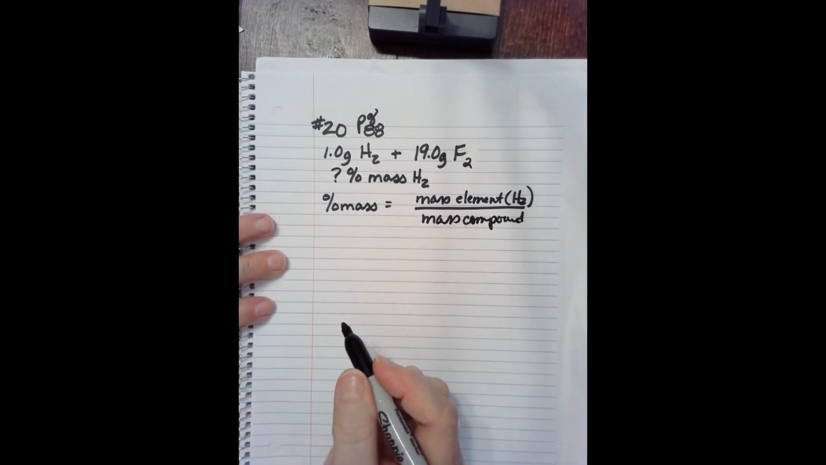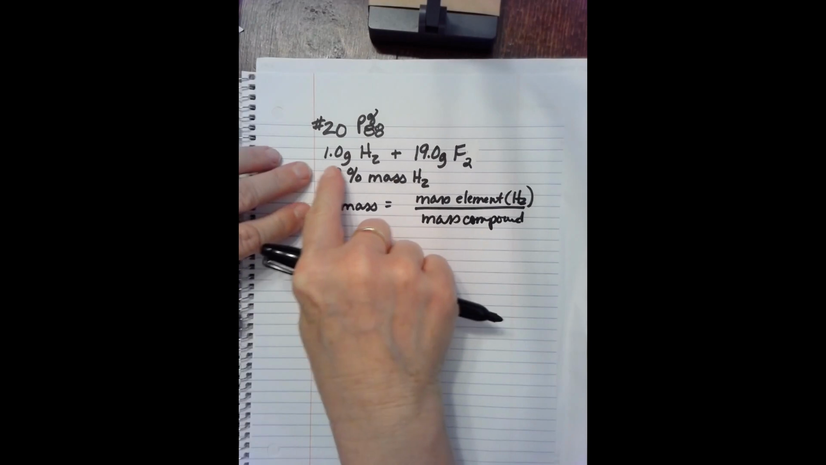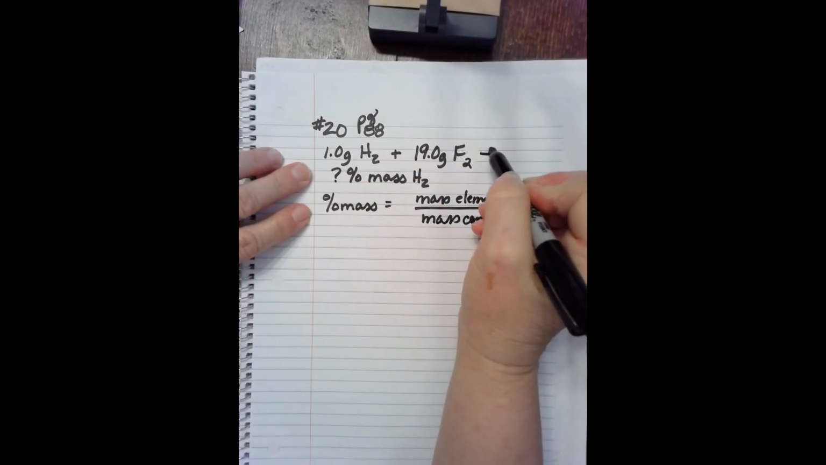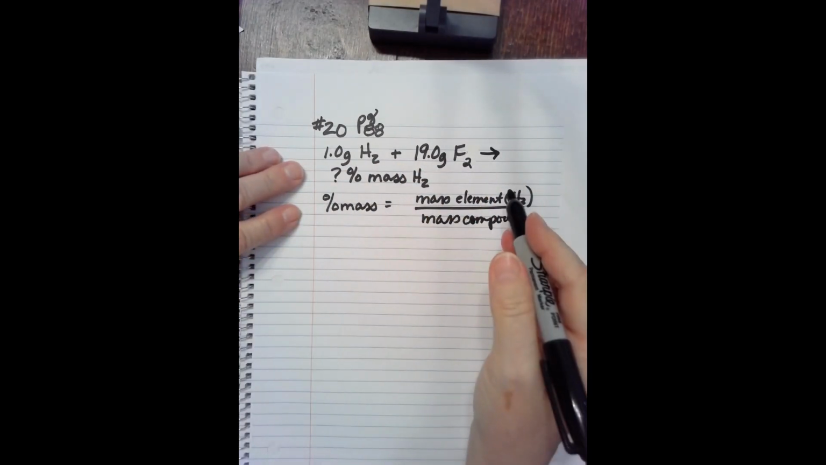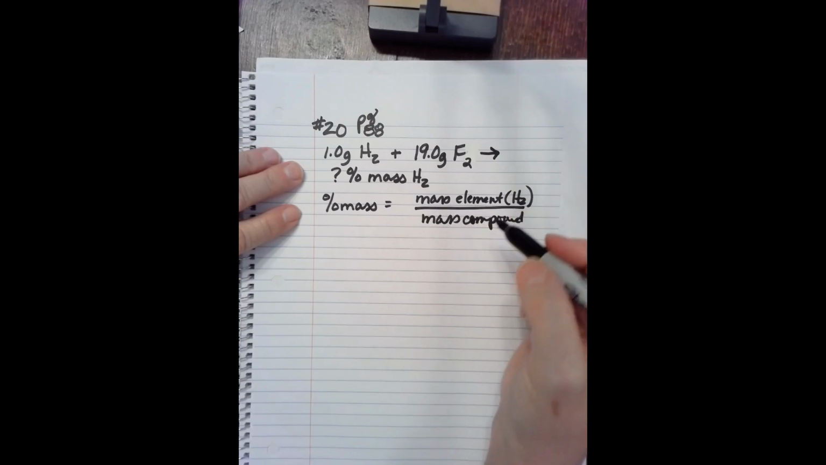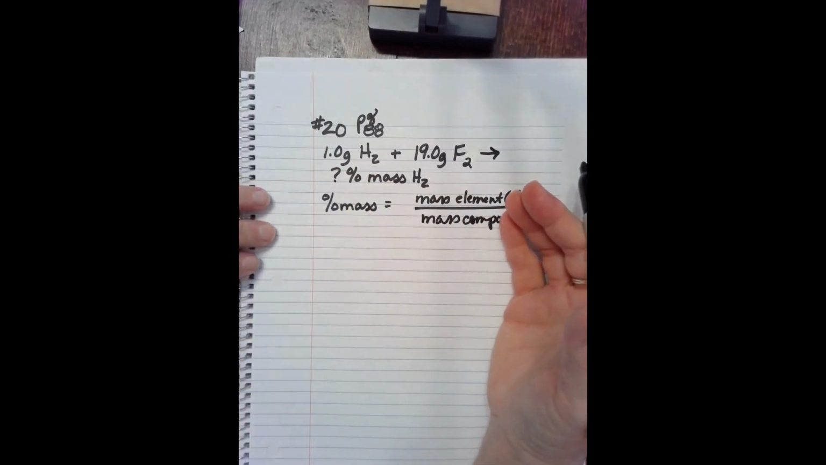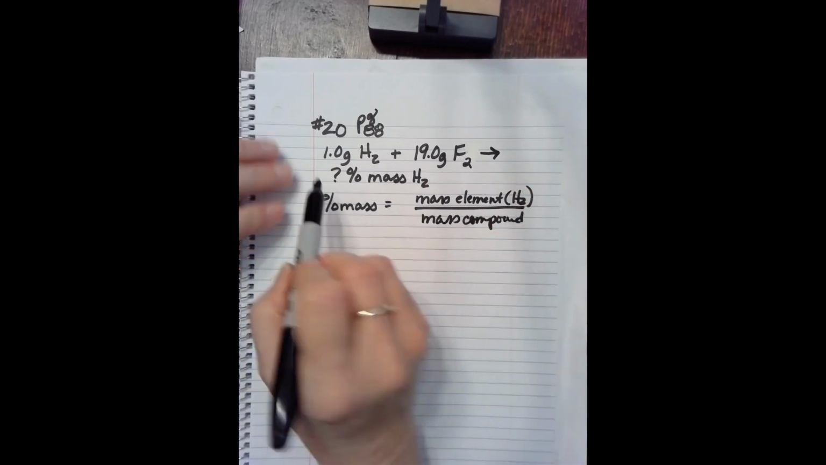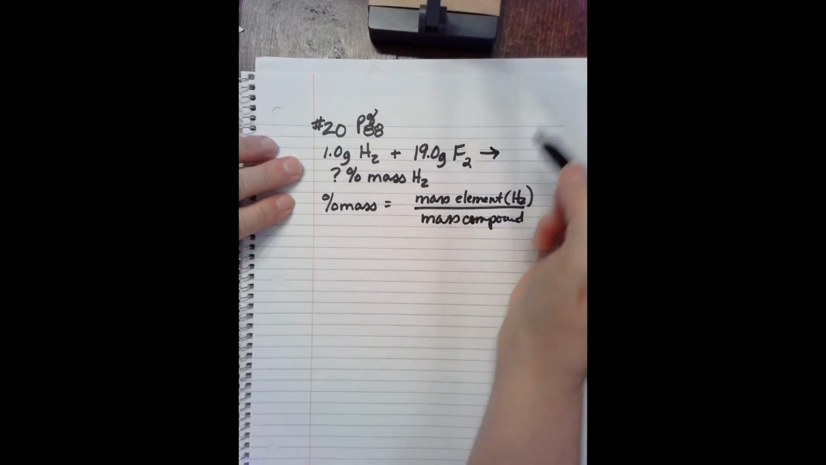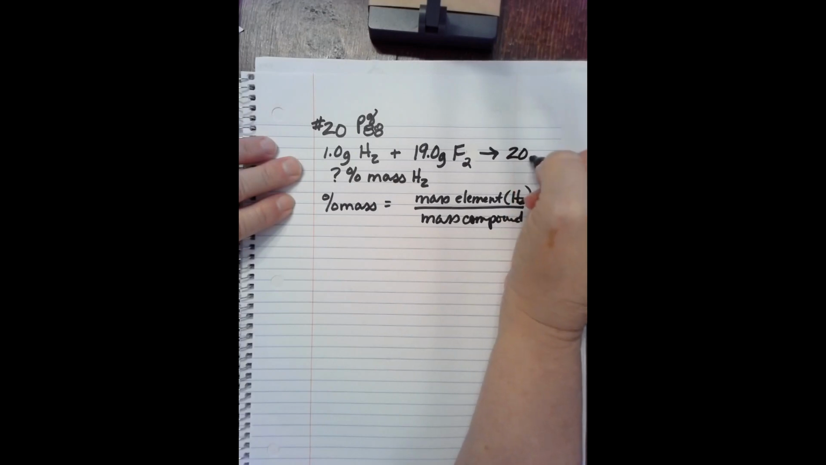Well, how do I find the mass of the compound? Well, I was told that these two items completely react. So if they completely react, how much compound do I have when this reaction is over? 1 gram plus 19 grams. I have 20 grams of the compound.